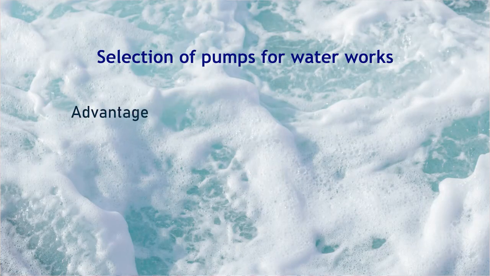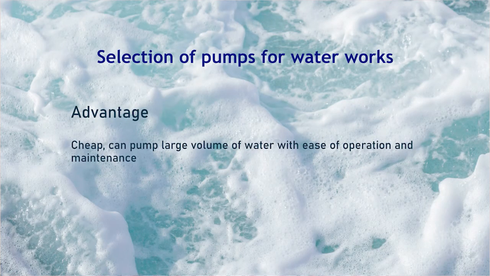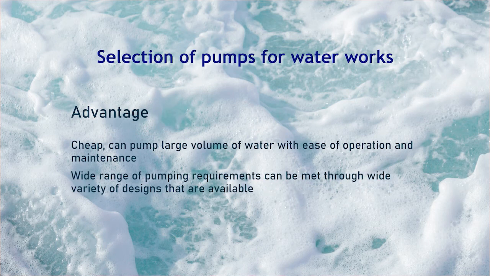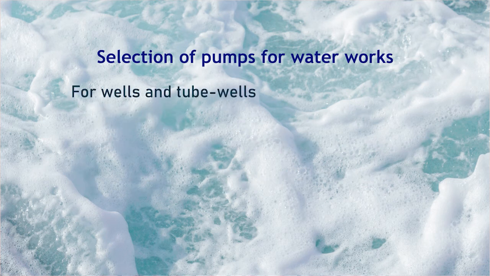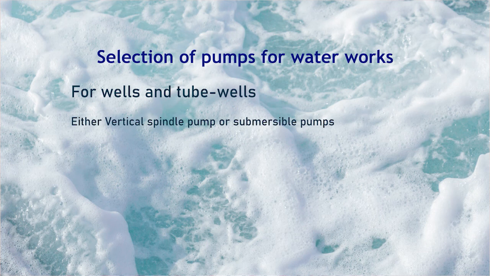The advantages offered by such pumps include economy. Such pumps are cheap. They can pump large volumes of water with ease. The operation and maintenance is easy. A wide range of pumping requirements can be met through the wide variety of designs that are available in the market. And hence, horizontal centrifugal pumps are one of the most suitable candidates for general applications. For wells and tube wells, we either use vertical spindle pumps or submersible pumps.